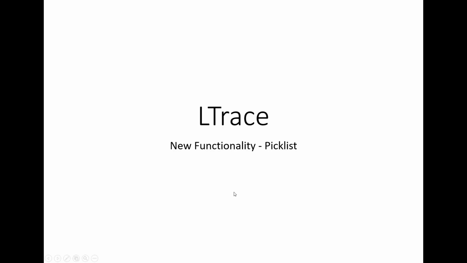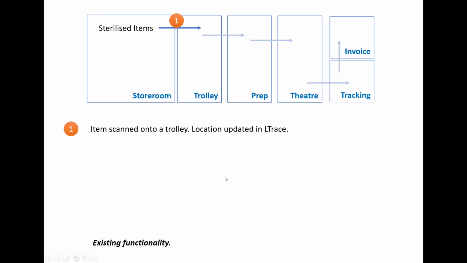Now, what I want to do is say, well, that's what we're doing at the moment, but the next step along is to say, well, let's actually improve what's happening in the storeroom with the introduction of the pick list. So previously, what I said was items were scanned onto a trolley and the location updated in LTrace. What we want to do is have a pick list.